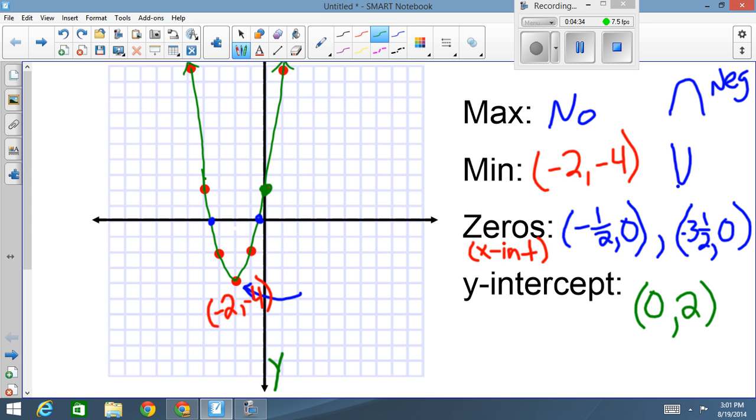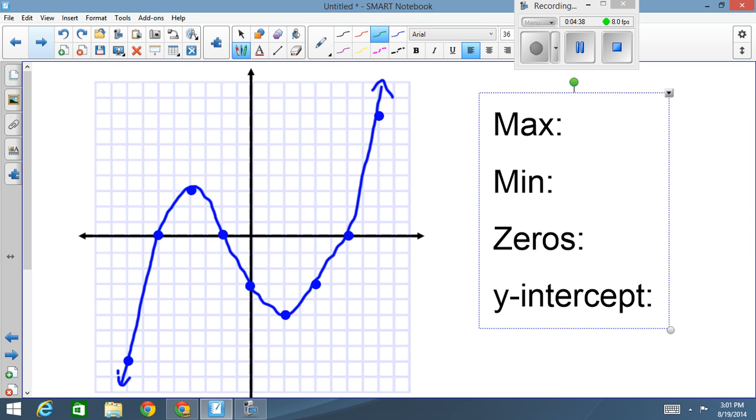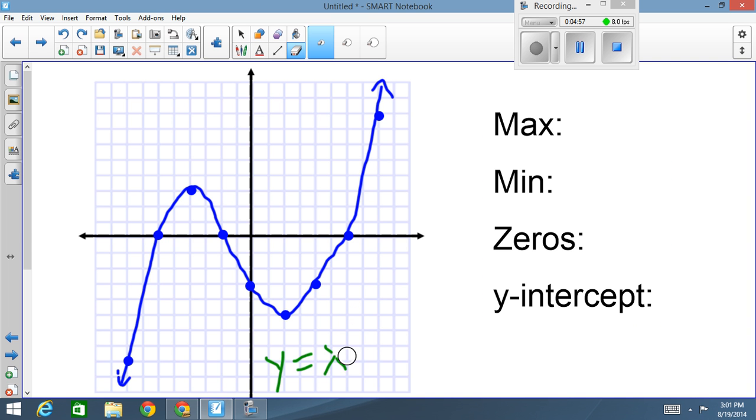Okay, let's look at one more of these. Now this next graph, the next function, comes from an equation that is a cube. So this is going to have an x cubed in it somewhere. Now the equation itself is not y equals x to the third, but it'll be something that has a cube in it. And once again, we're not too worried about the equation right now. We're just worried about the function itself and finding these things.